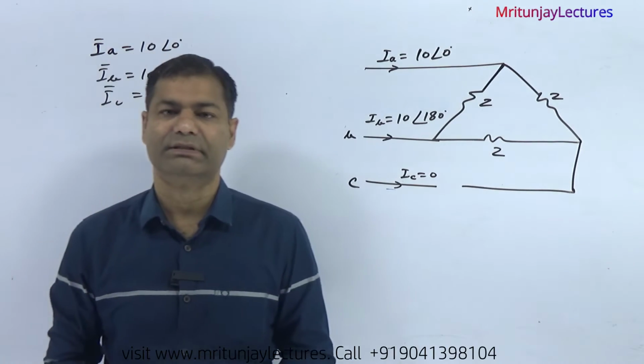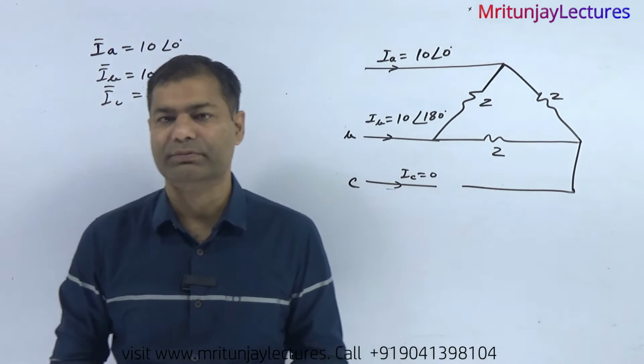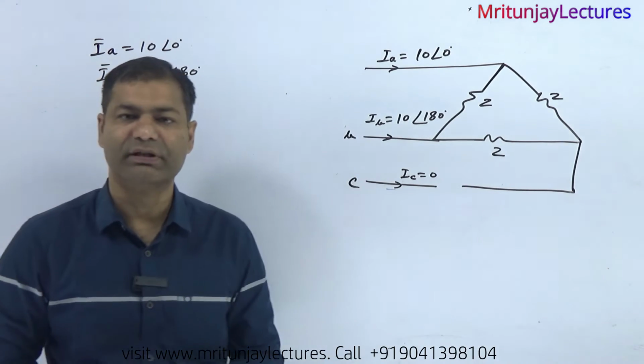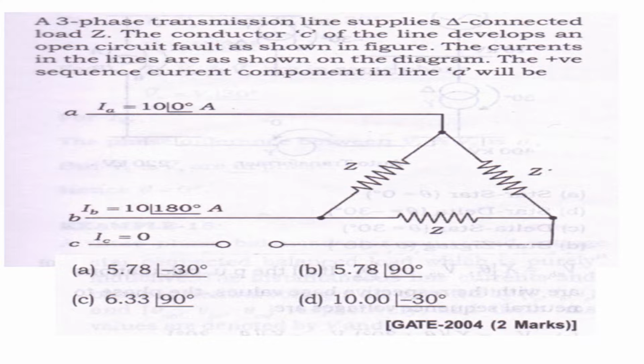Now today I have discussed symmetrical component based problems. So first of all, see on the screen. Question number 1. A three-phase transmission line supplies a delta connected load Z. The conductor C of the line develops an open circuit fault as shown in the figure. The currents in the lines are as shown on the diagram. The positive sequence current component in line A will be.